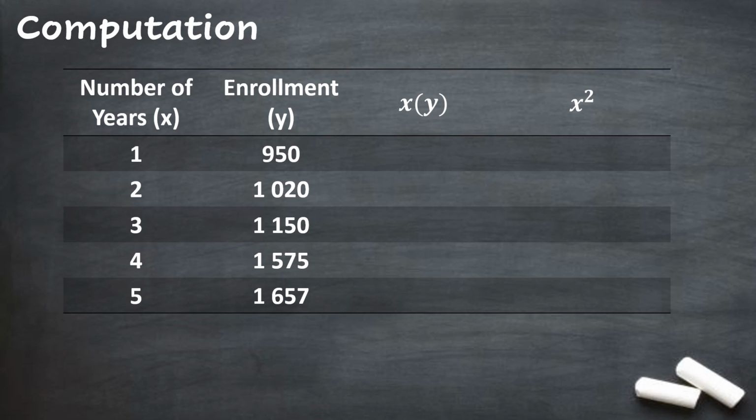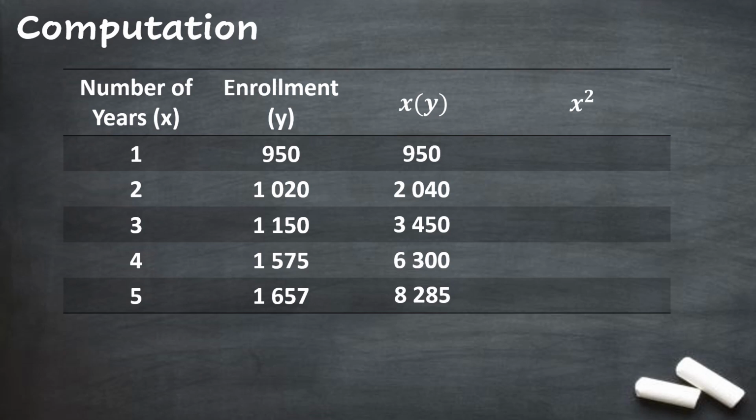Let us first identify the values for the column x multiplied by y. We have the first value of x as 1 and the first y value is 950. So 1 times 950, the answer is 950. Next value is 2 multiplied by 1020. The answer is 2040. Third value, we have 3 multiplied by 1150. The answer is 3450. Multiplying the numerical values in the x column by the numerical values in the y column, this will be the product for the remaining numbers.